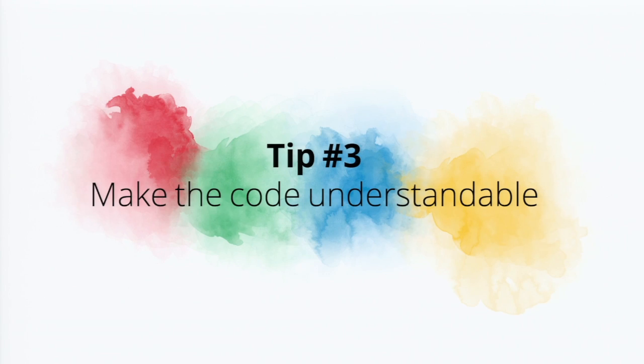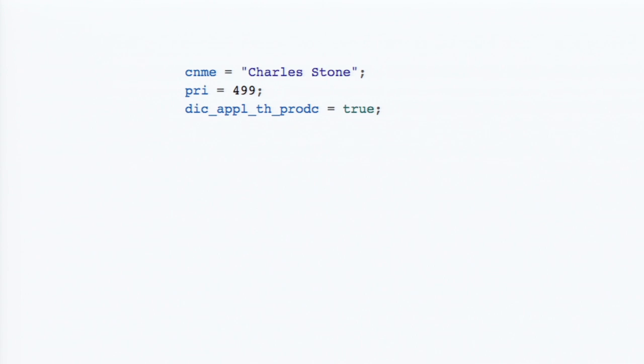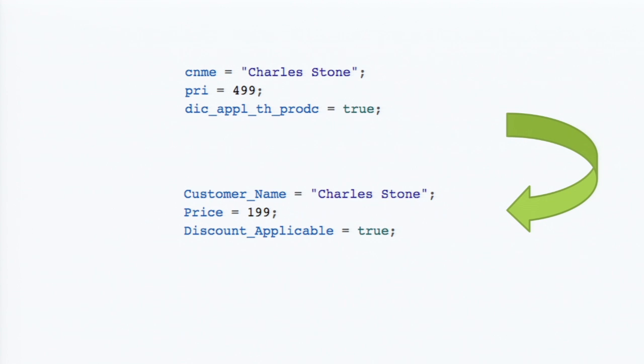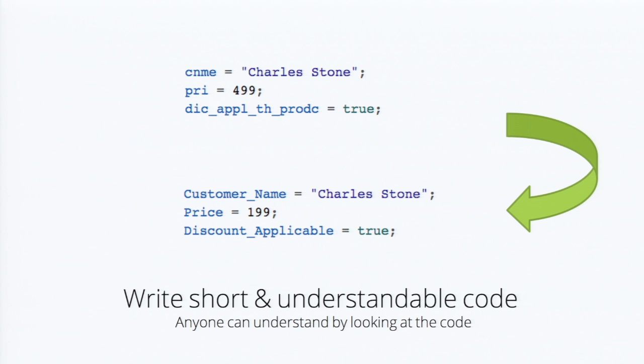Tip number 3, make the code understandable. While writing your Deluge code, the code should be understandable. So just look at the code. Can you tell me what this is and what these variables, C name or PRI, are? We can't, right? So look at this code. Can you tell me now what the first one, second one, and third one are, right? The first one is customer name, the second one is price, and the third one is whether discount is applicable or not. So we are capturing this data in these variables, right? If we name them well, anyone can understand. Make your variables short and understandable.